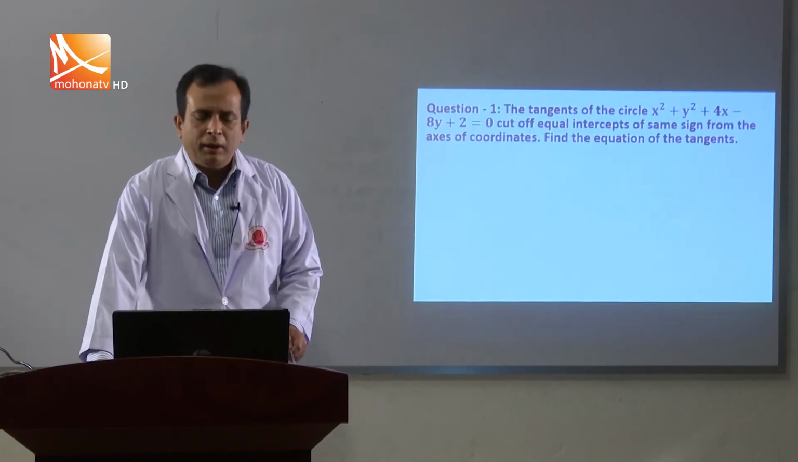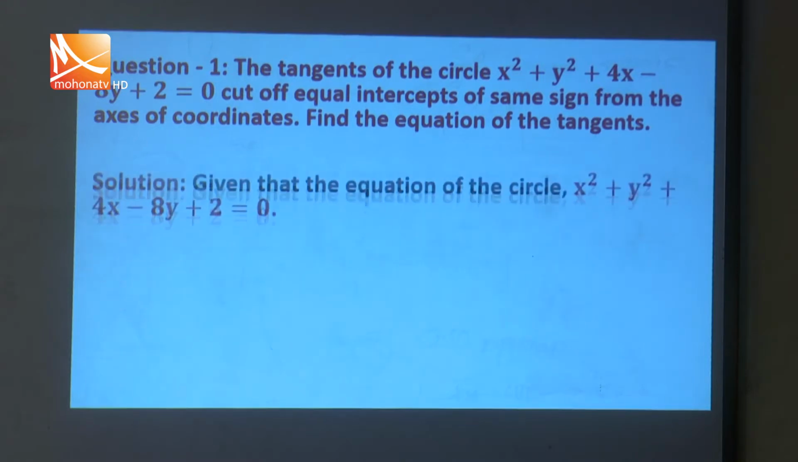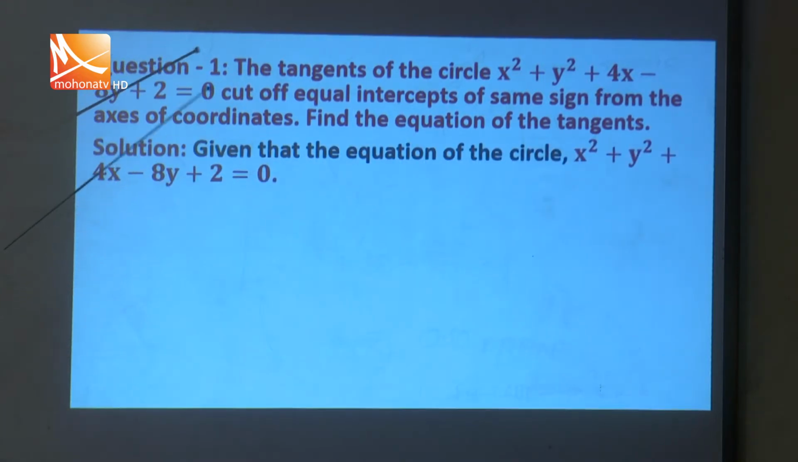Now I would like to see question number 1. The tangent of the circle x square plus y square plus 4x minus 8y plus 2 equals 0 cuts off equal intercepts of same sign from the axes of coordinates. Find the equation of the tangent. Now I would like to see the solution of the problem.